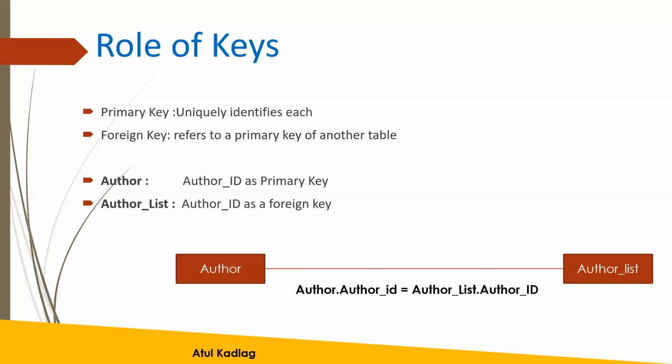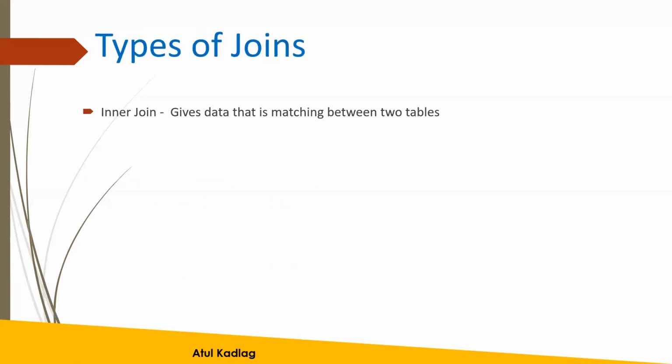Based on the business scenario or business relationships, we need to make sure that we make these relationships or joins correctly. There are different types of joins which we need to understand. The first one is inner join. When we join two tables, it gives the data that is matching between the two tables. Whenever we have an inner join, the matching data between the two tables will be taken. Otherwise, the rest of the data will be disregarded.